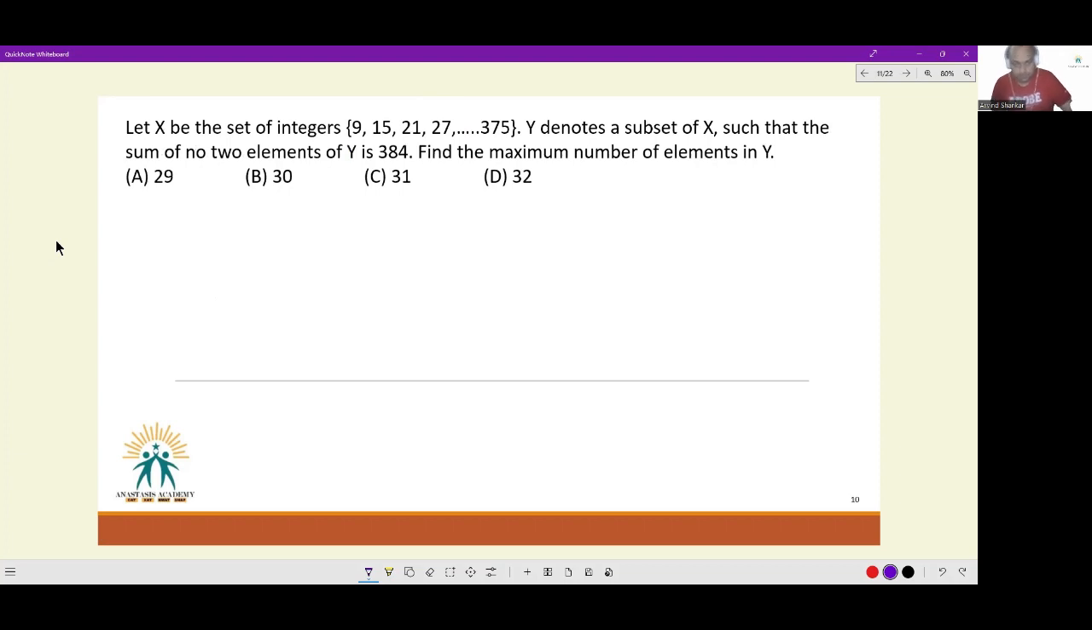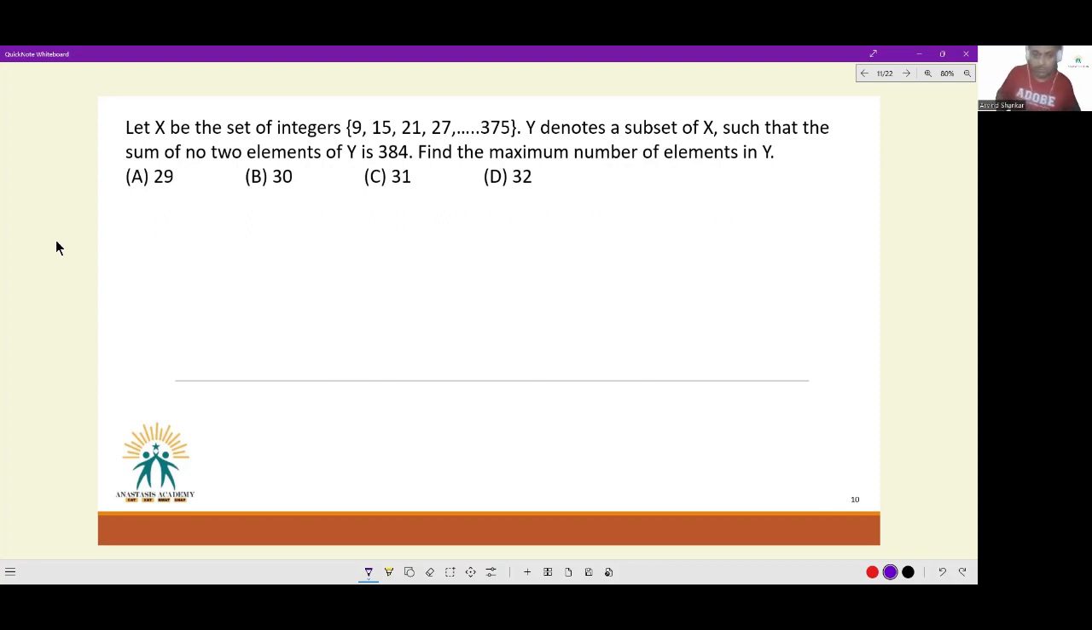Next question. Let X be the set of integers 9, 15, 21, 27. These numbers are increasing in steps of 6. Let X be the set of integers, so on and so forth. Y denotes a subset of X, such that the sum of no two elements of Y is 384. Find the maximum number of elements in Y.